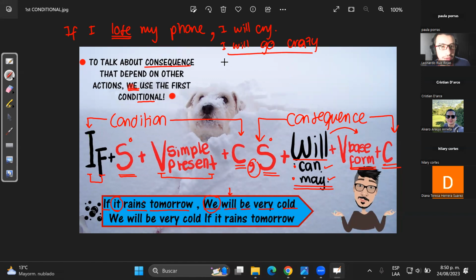Teacher, if I lose my phone, I will buy another. As Pau said, I will buy another, because what else can I do? So the consequences are going to be varied. And I can use will in most of the cases, but I can also use can or may, depending on what I want to say. Basically, that is the structure of the first conditional. Condition and consequence. The condition always with if, the consequence always with the modal.